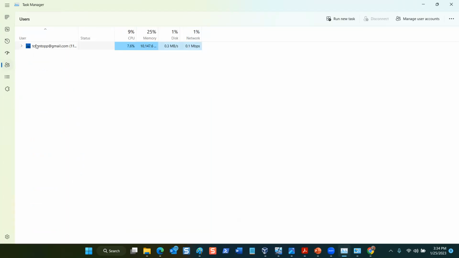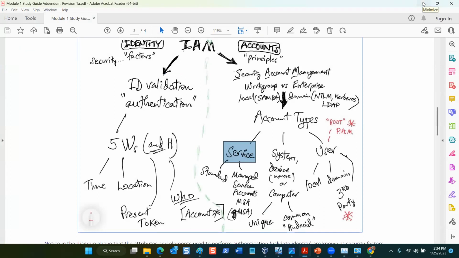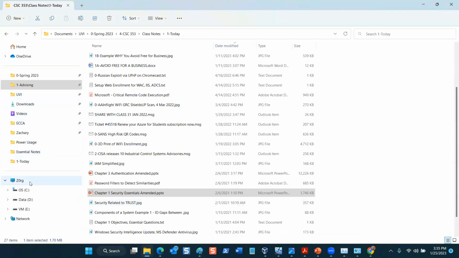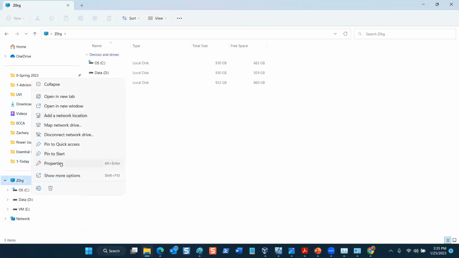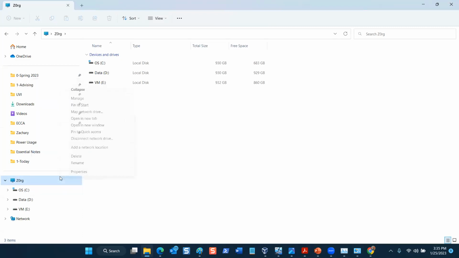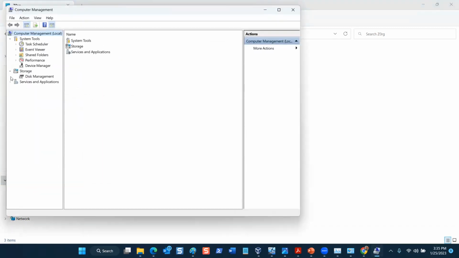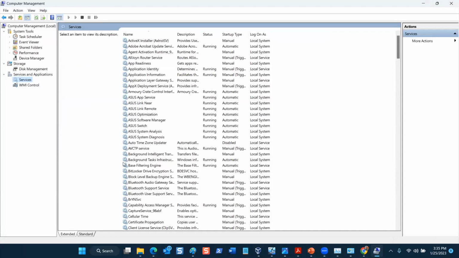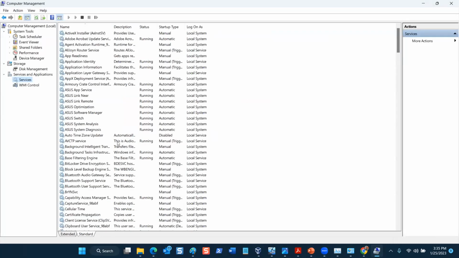Right now, I'm the only one that's logged in here, but let's open up computer management real quick. Can everybody see my screen yet? Yes. Can everybody see the services here? Yep. Yeah.